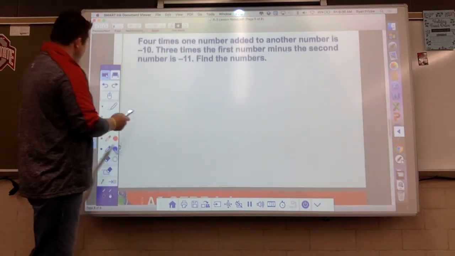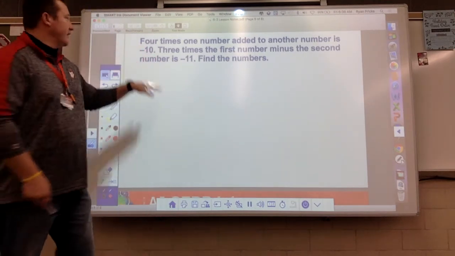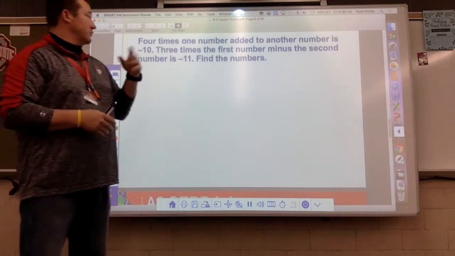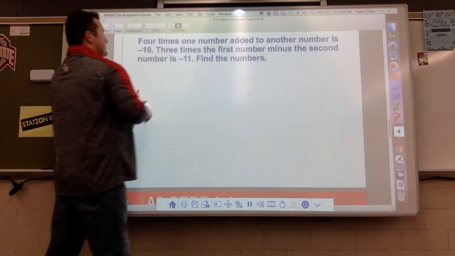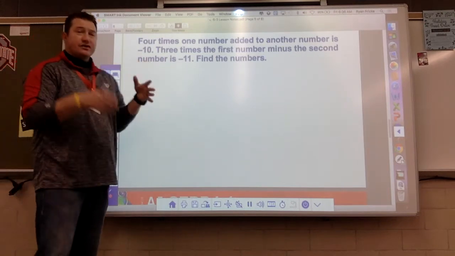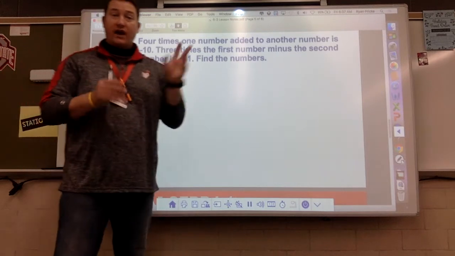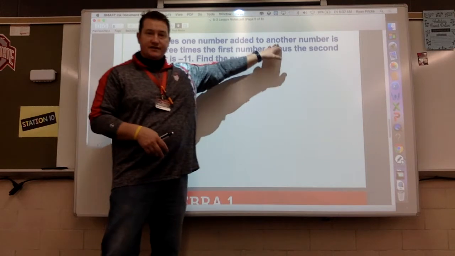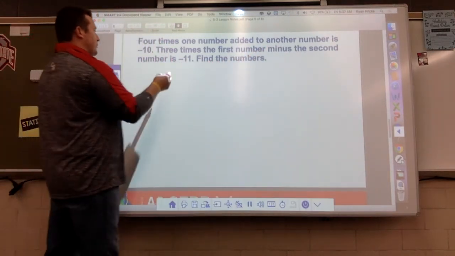Okay. Hey, more word problems. You guys are excited for them, aren't you? I know you are. 4 times one number added to another number is -10. 3 times the first minus the second number is -11. Find the numbers. Guys, why don't you pause this one, try to write it. Again, just use the same thing. Use x and y. Again, first number will say x, second number, or as they say, another number, which is how they identify that there's a second variable in here. So go ahead, pause this, write it. I'm going to write it up here.